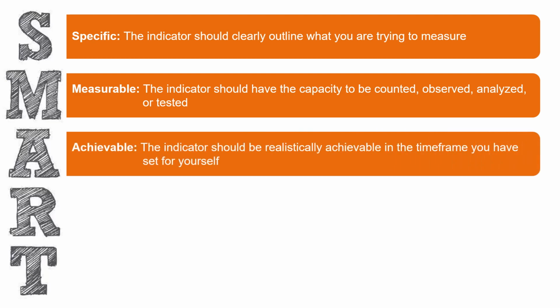Next is achievable. The indicator should be realistically achievable in the time frame you have set for yourself. The indicator is achievable if the target accurately specifies the amount or level of what is to be measured in order to meet the result or outcome.